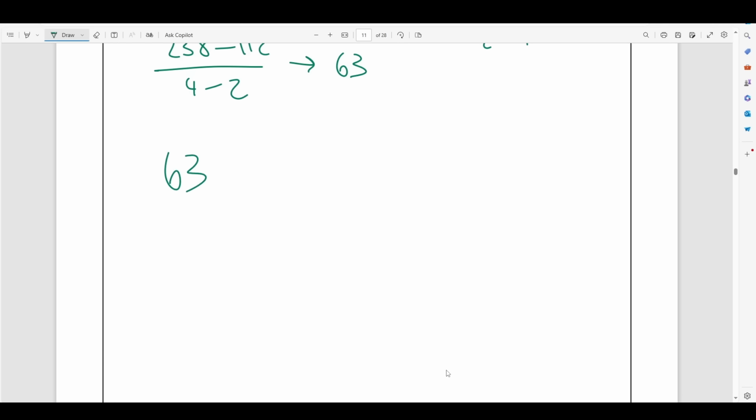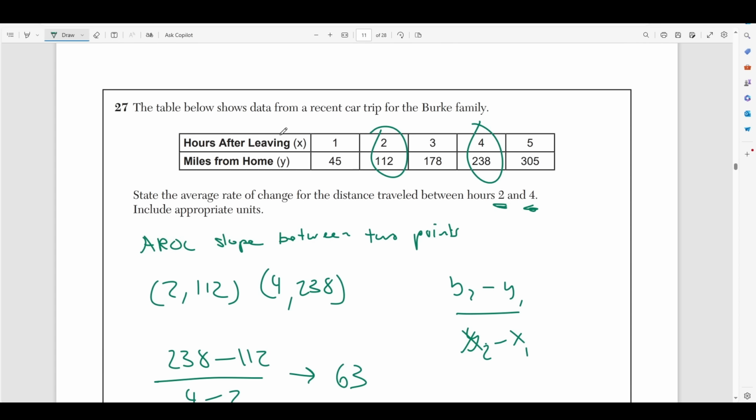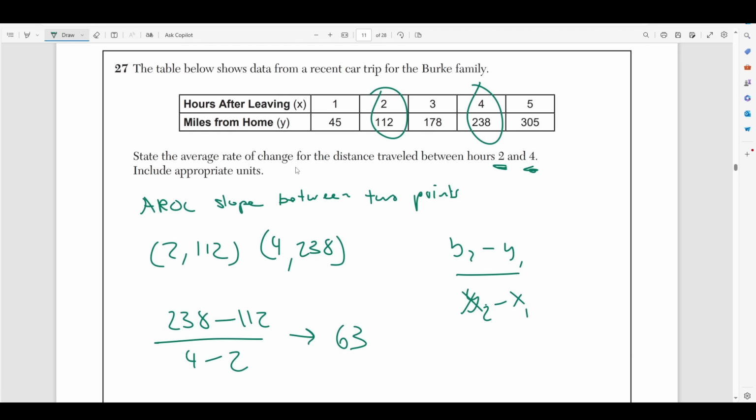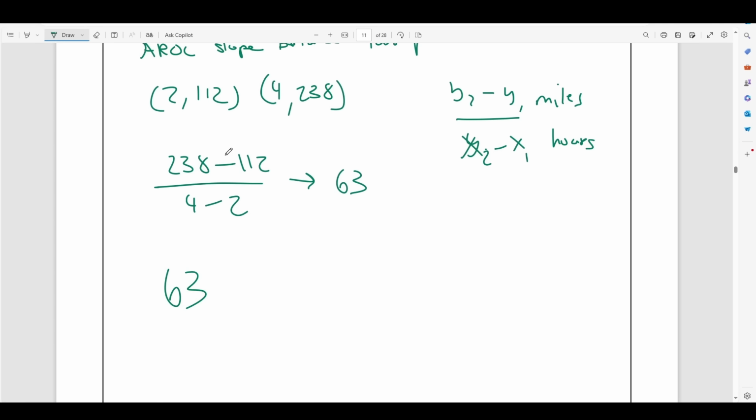Well, you can't just write down 63 because it asks you to include appropriate units. Well, can you find out the units? Look at the units that they give you in the table. You know your y is miles from home, so your y has to deal with miles. And your x is hours after leaving, so your x has to deal with hours, right? So attached to each one of these numbers is going to be 238 miles minus 112 miles divided by 4 hours minus 2 hours. So your answer is going to have units that is miles over hours, which is the same thing as saying miles per hour, or mph.